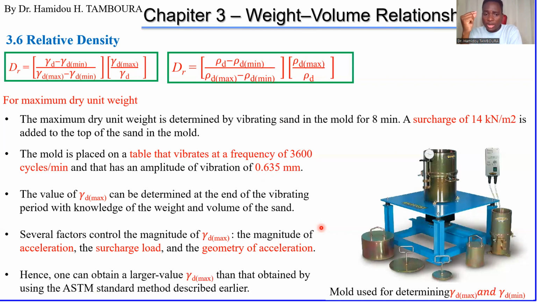You can obtain a larger dry unit weight than by this American standard method described, because this standard method is asking you to shake it for 8 minutes and use a surcharge of 14 kilonewton per square meter, frequency 3,600, amplitude 0.635. So if you can do higher than this, you can obtain maybe a larger dry unit weight. That is the meaning.